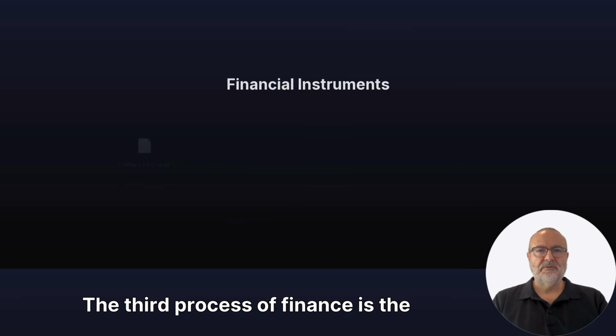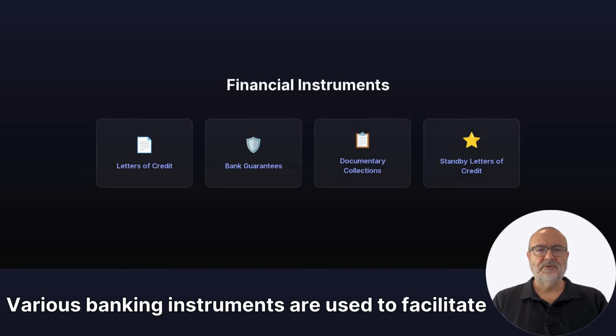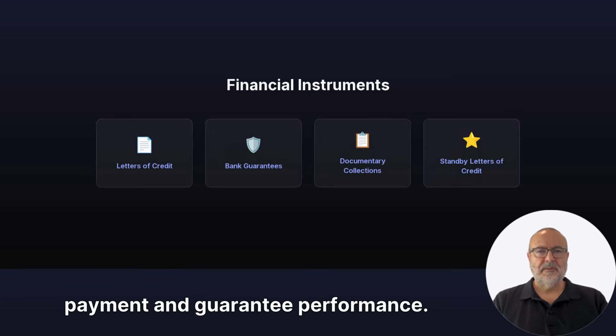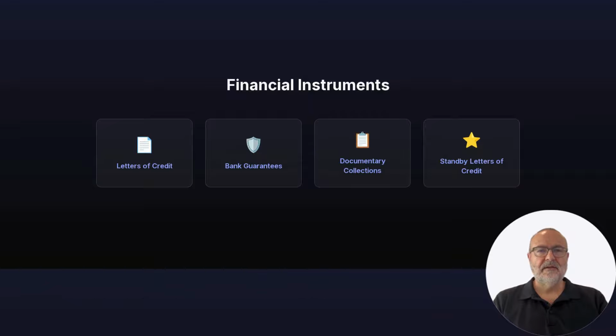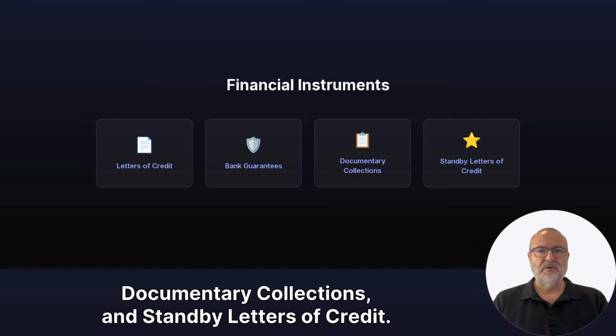The third process of finance is the issuance of financial instruments. Various banking instruments are used to facilitate payment and guarantee performance. These include letters of credit, bank guarantees, documentary collections, and standby letters of credit.